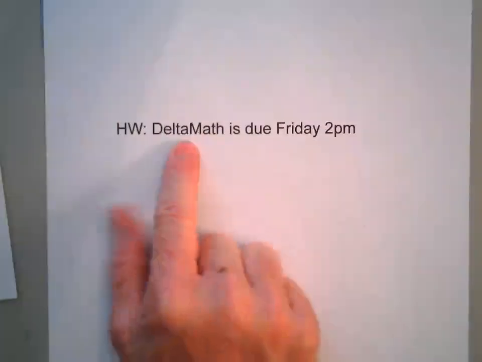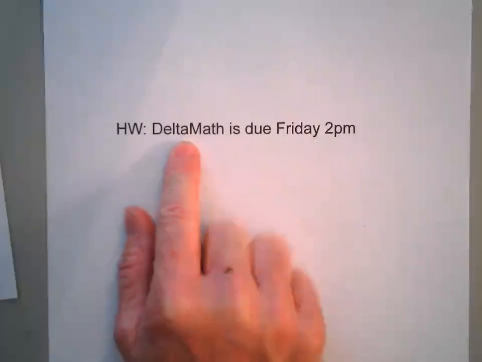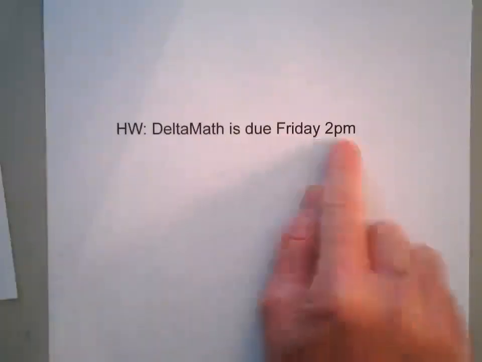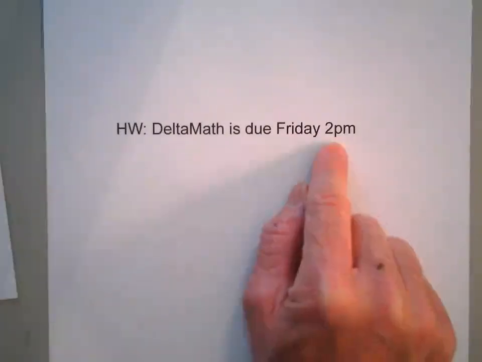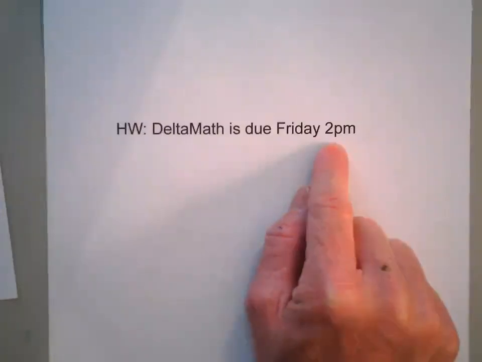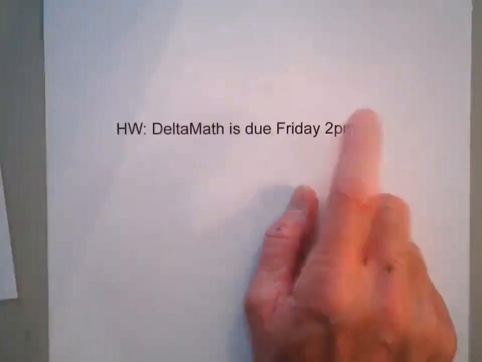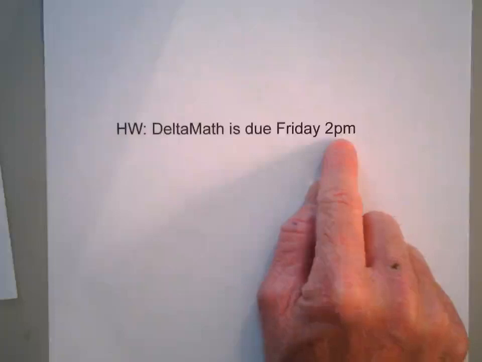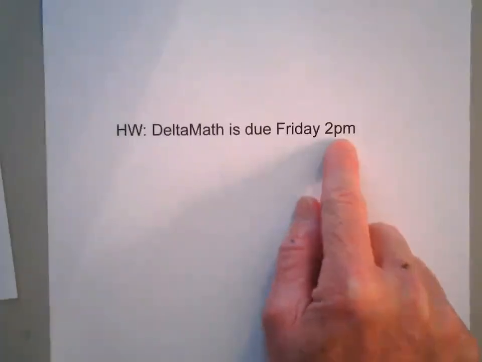Alright, so you have a Delta Math assignment on these topics. There's 15 problems. Normally you have 2 days to do it. You do not have 2 days to do it because we have another lesson to do on Friday before spring break. And so you need to get this done. So you have until Friday at 2 p.m. So you have a little over a day to get this done.